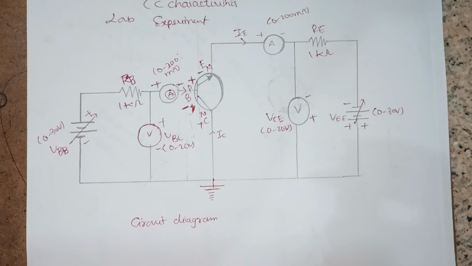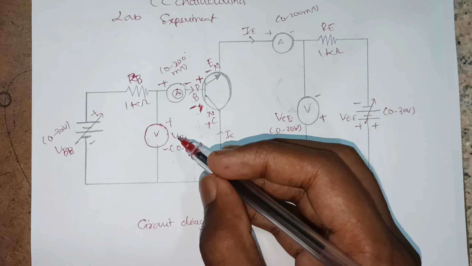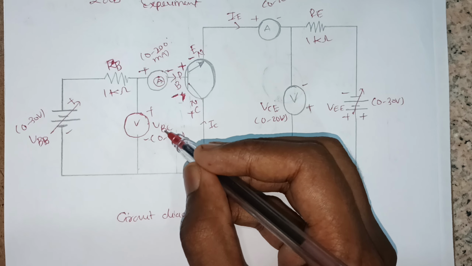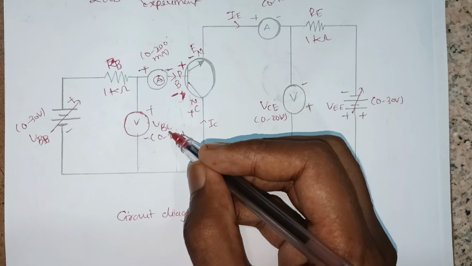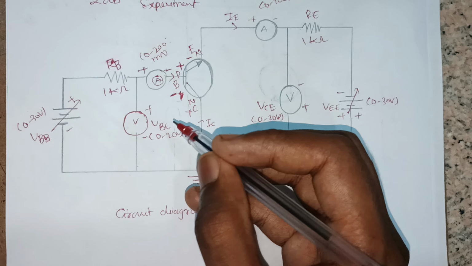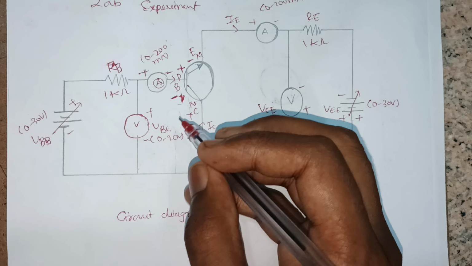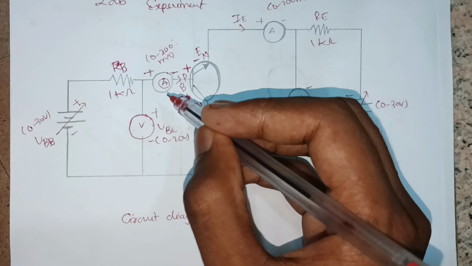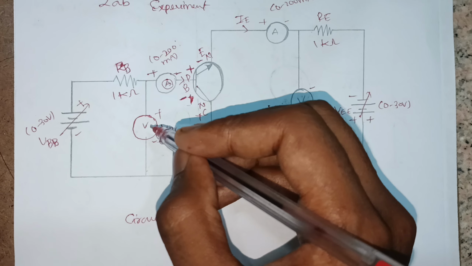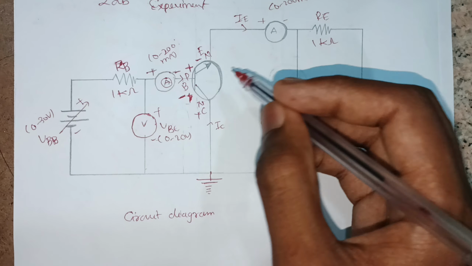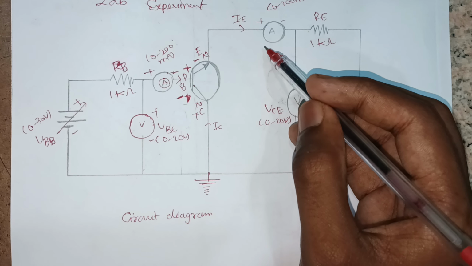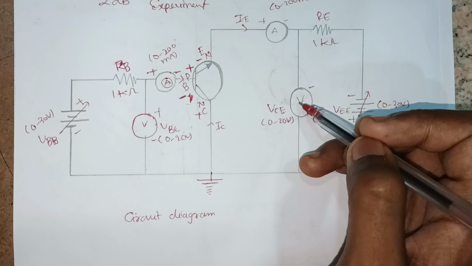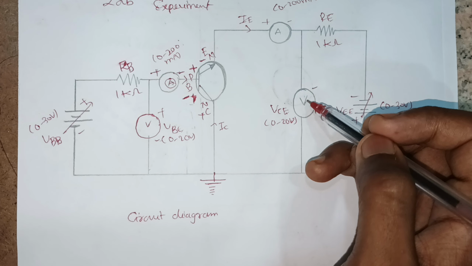Next, the voltmeter readings are from 0 to 20 volts. VBC means the voltage of the base collector junction. This measures the current reading in the first circuit, and this measures the volts in the first circuit. This measures the amps in the second circuit, and this measures the volts in the second circuit respectively.